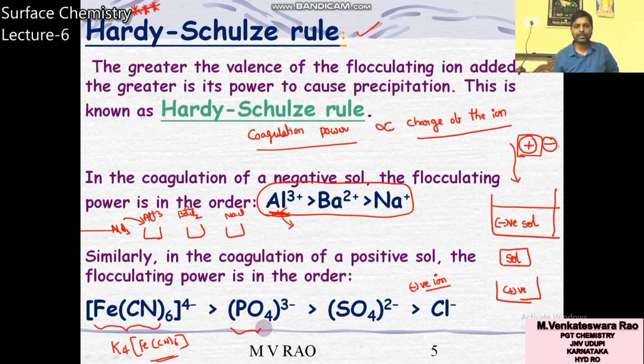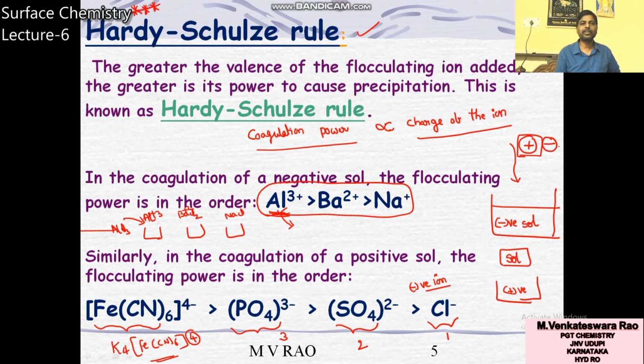Next one, phosphate ion, sulfate ion, chloride ion. Here charge is 1, here charge is 2, here charge is 3, here charge is 4. In which case is the charge more? Ferrocyanide ion. Greater is the charge, greater is the coagulation. So coagulation is easier by the addition of ferrocyanide ion. So this is about the Hardy-Schulze rule.